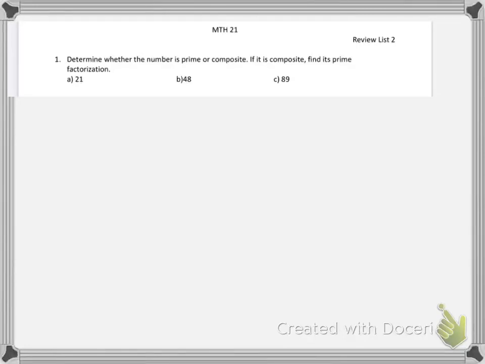Okay, so let's start from number 1. Number 1 is the prime factorization, right? So 21 is 3 and 7. So 21 is 3 times 7. Okay, so what are the primes that we should use for the prime factorization? So mainly it's 2, 3, 5, and 7.